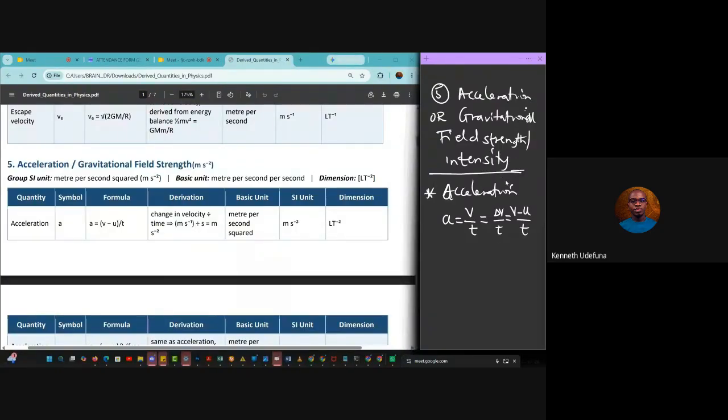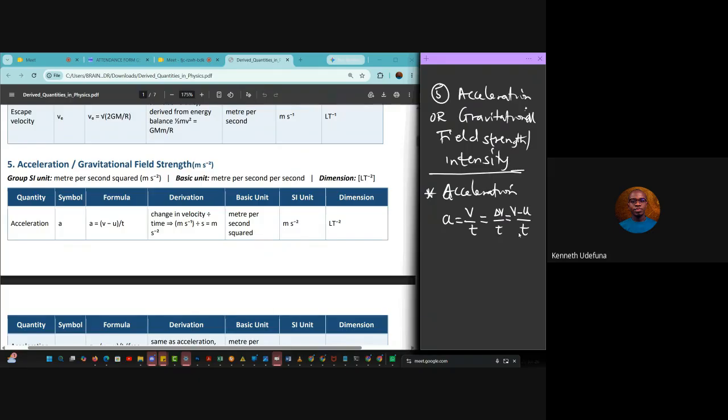What did I say? All these are the formulas of what? Acceleration. So the formula of acceleration is what now? V over T, velocity over time. If you proceed further, you might be told that it is the same as change in velocity all over what? All over time. And change in velocity simply means final velocity minus what? Initial velocity, all over time.